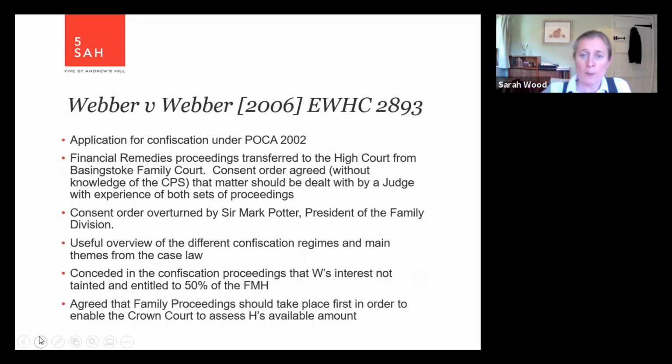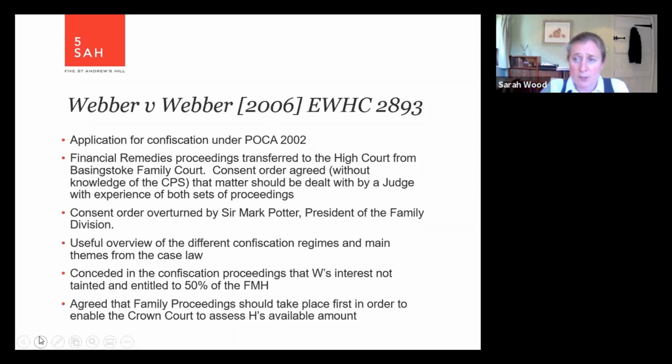The case of Weber and Weber is an interesting case to read, because it is a good run through of the overview of the way in which the previous legislation used to operate in comparison with POCA. The case of Weber was an application that was pursued under POCA. It also is a good summary of the main themes that derive from the case law.